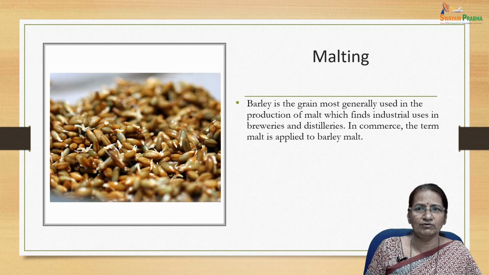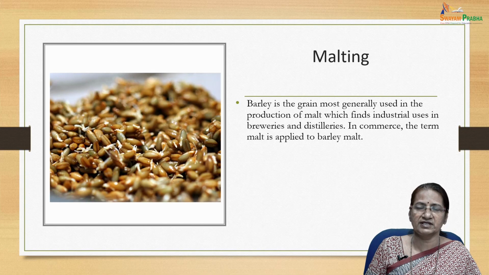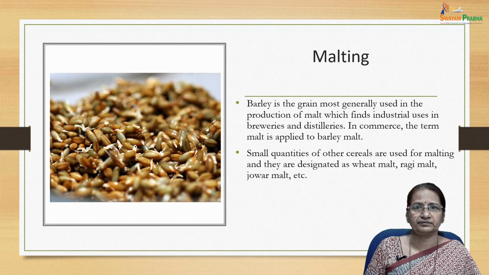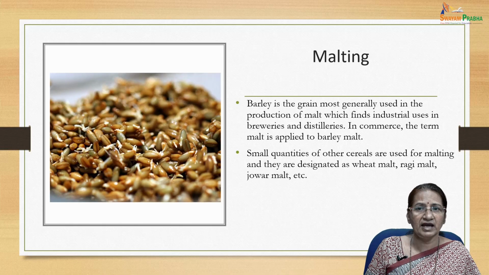Barley is the grain most generally used in the production of malt, which finds industrial uses in breweries and distilleries. In commerce, the term malt is applied to barley malt. Small quantities of other cereals are used for malting and they are designated as wheat malt, ragi malt, jowar malt, etc.